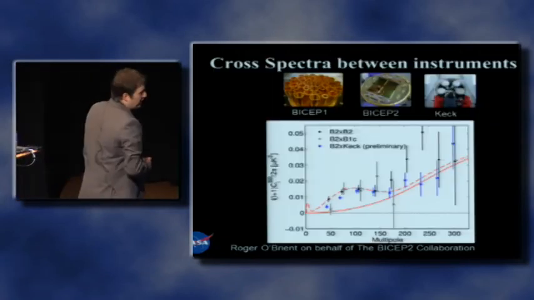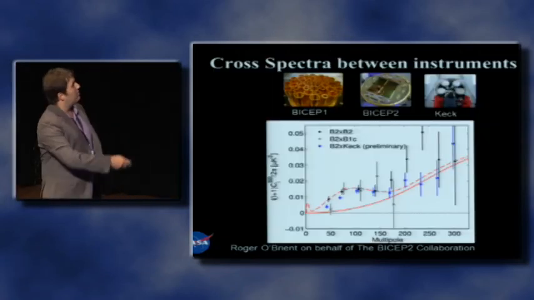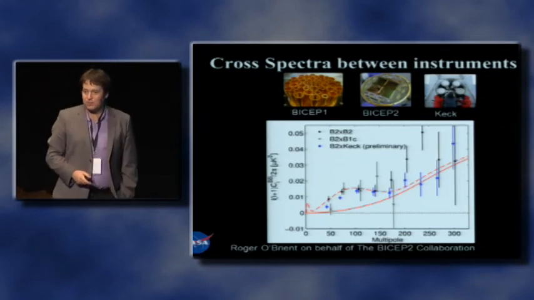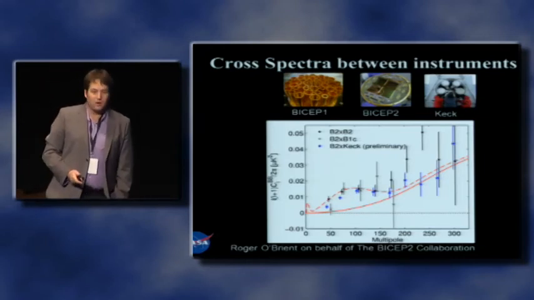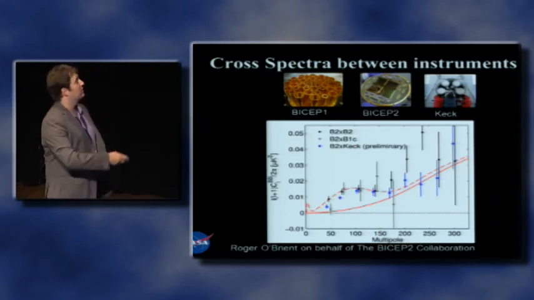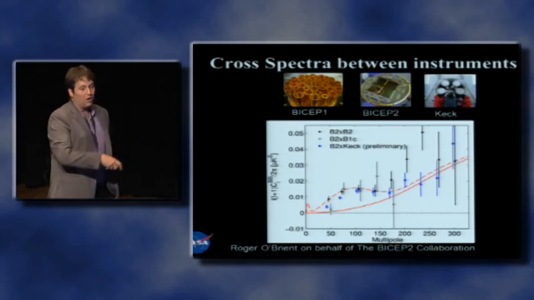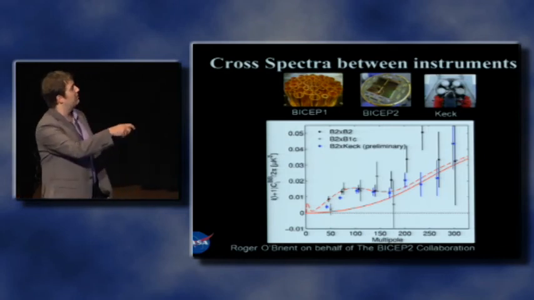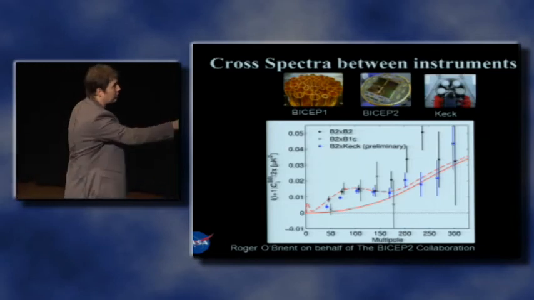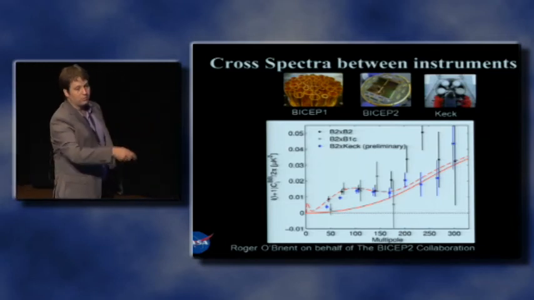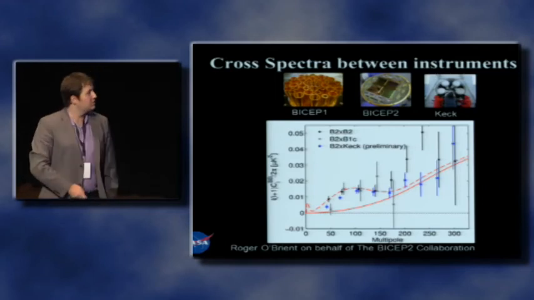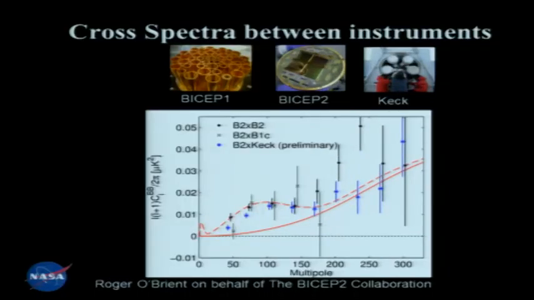So lastly, we can cross-correlate between different instruments. BICEP1 was the predecessor experiment with radically different detectors and radically different readout architecture, albeit fewer detectors. We can cross between that data set and BICEP2. And we still see this excess signal, albeit now at 3 sigma, just because there was less sensitivity from BICEP1. We can also cross-correlate between BICEP2 and Keck Array, and that cross-spectrum is shown in blue. And that also sees the excess. You'll also note that these points that had scattered high are absent in the Keck data, or at least in the cross-correlation. So this gives us great confidence that this is something on the sky that's at least astrophysical.